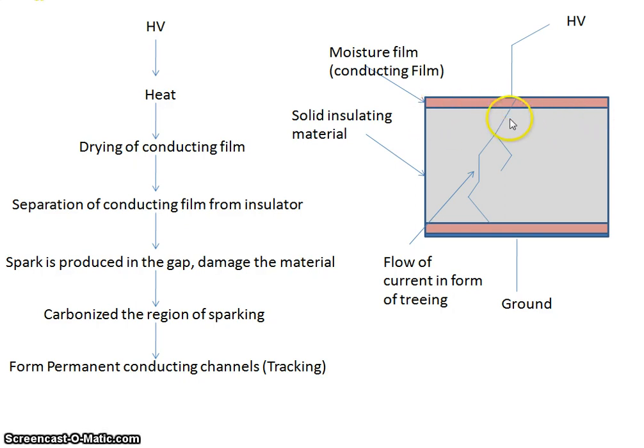Because of this channel, suppose this channel is connected to the other channel, the third channel, fourth channel, fifth channel, and it forms a continuous path between these two electrodes. So when we increase the high voltage, the current will flow through this path. That is known as the tracking mechanism.